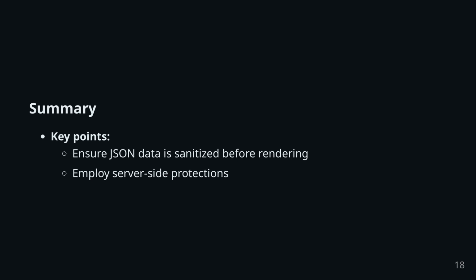In summary, it's crucial to ensure that JSON data is sanitized before rendering. This serves as a primary defense against potential attacks, such as cross-site scripting, XSS. Additionally, always employ server-side protections to create a robust security layer. By consistently validating and sanitizing data on the server side, you significantly reduce the risk of malicious code execution. This dual approach of sanitizing JSON data and having strong server-side defenses creates a more secure environment for application development.